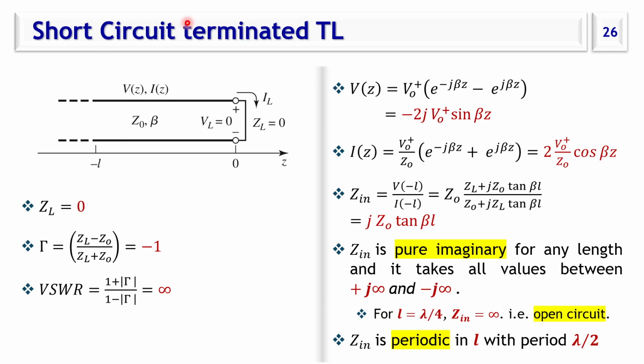A special case of this special case is when L equals lambda by 4. In this case, Z input will equal infinity, which is like an open circuit. So if the short-circuited transmission line's length is lambda by 4, it would be seen at the input as an open circuit. And we know that the impedance is periodic with a period lambda over 2. So anything that's lambda over 4, 3 lambda over 4, 5 lambda over 4, and so on, in all of these cases the short circuit will look like an open circuit.